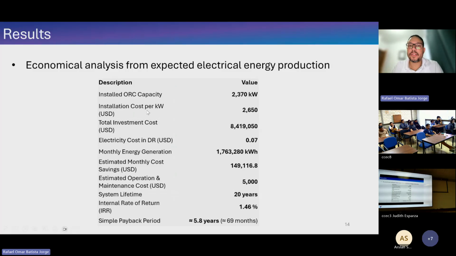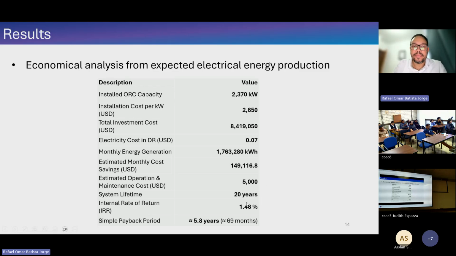ORC's installation cost per kilowatt, which is almost $2,650. So if we are going to install a system of this size, more or less, it is almost $9 million. But then we have modeling of energy generation. Furthermore, considering the reality of the Dominican Republic, we are an island, so energy production is quite costly here. That's why you see this is quite high compared with other countries, right?